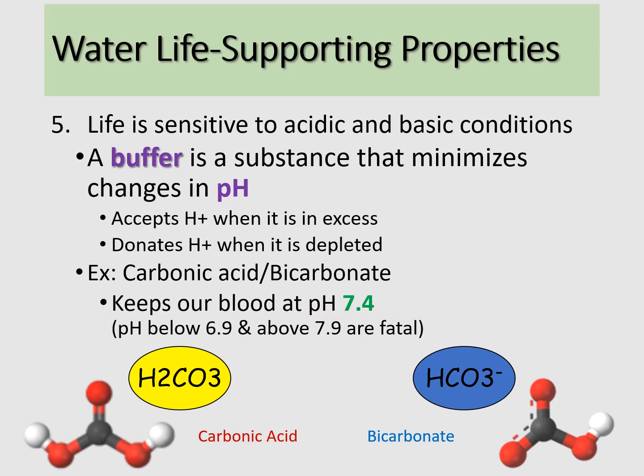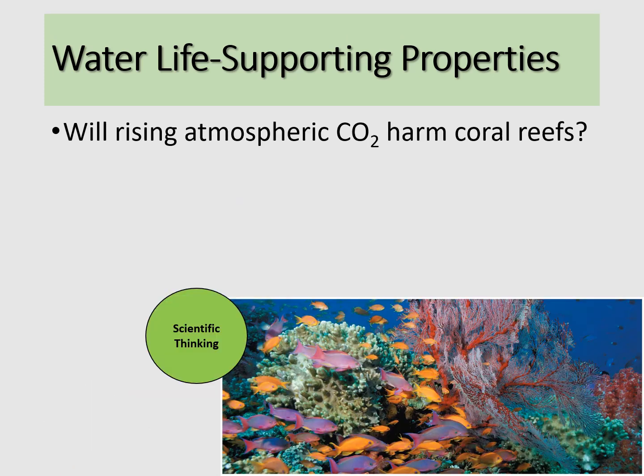And just to give you an idea of how sensitive we are, our blood has to really stay at a pH. I said 7, but 7.4 is probably more accurate. But if our pH falls below 6.9 or goes above 7.9, these are both fatal pHs. So you can become too basic or too acidic, and it can become fatal. So this is why we have these buffering systems within our body. And water can act as a buffer, like we talked about. It turns into OH negative and H positive.